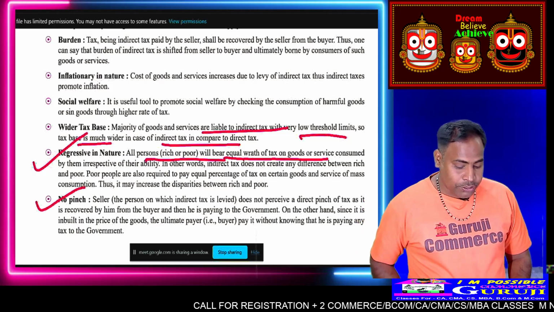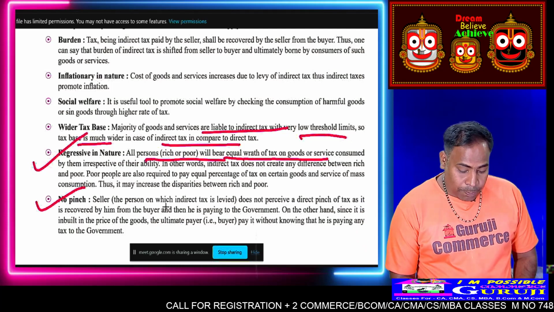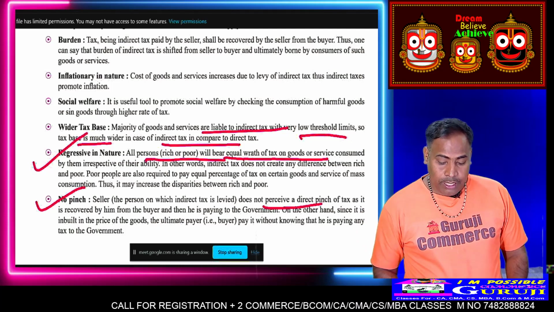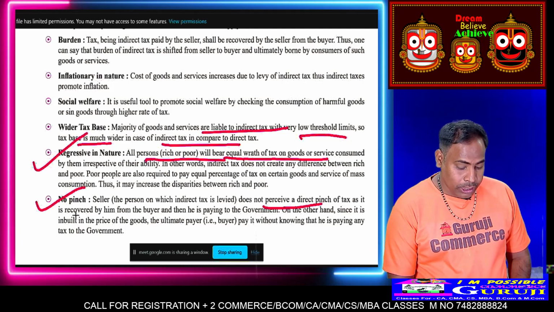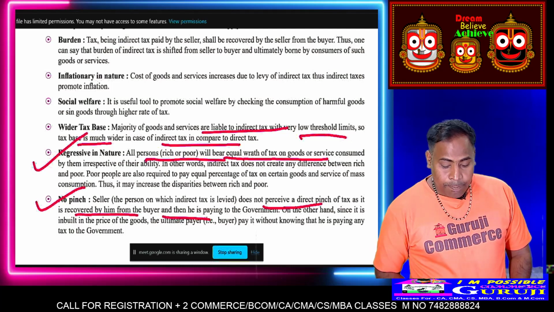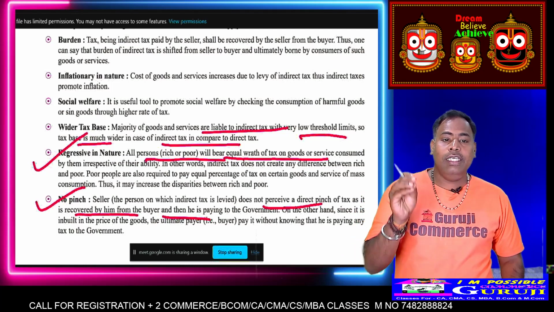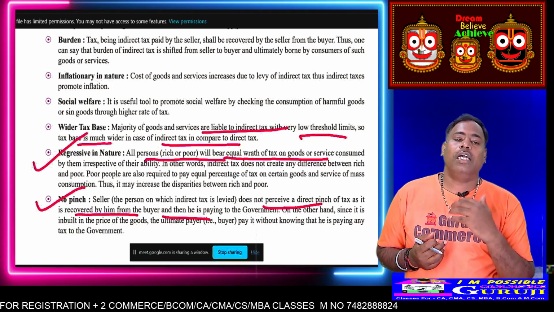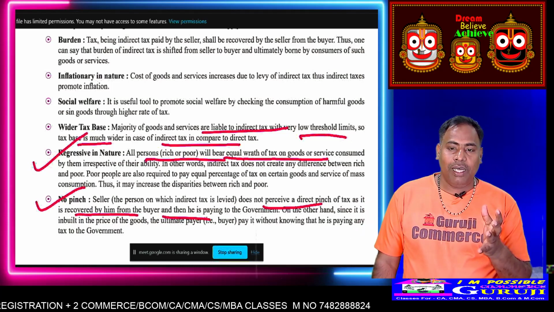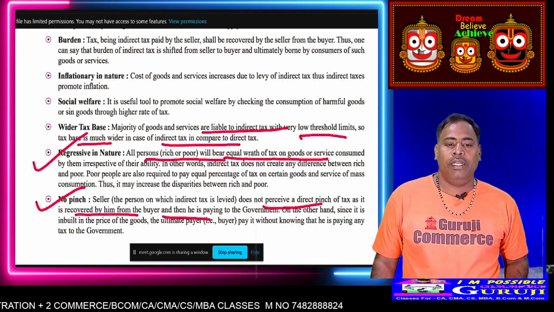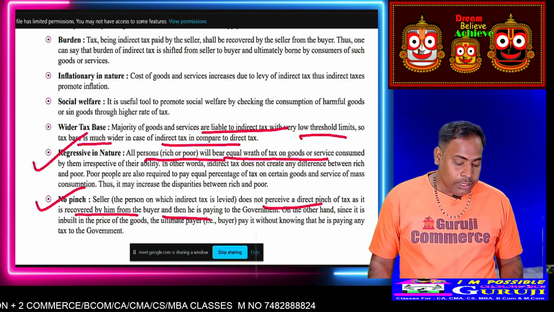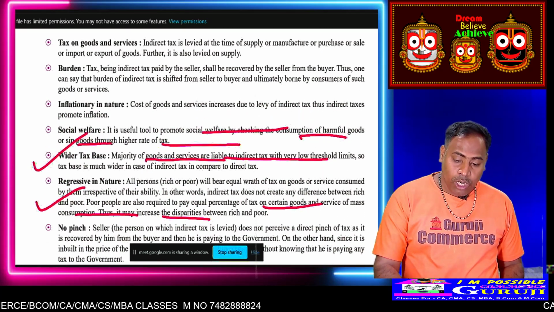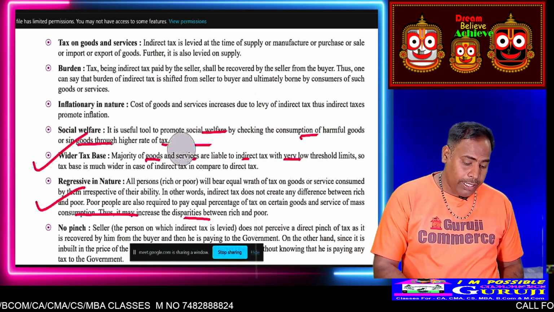Last is no pinch. The seller, the person who sells the goods, does not feel a direct pinch of the tax, as it is recovered from the buyer. In direct tax, like income tax, it is charged on the particular income of the person. But in indirect tax, the seller collects the tax from the buyer, the consumer, and pays it to the government, so there is no direct pinch. These are some of the features of indirect tax. One by one, what are the different features of indirect taxation?